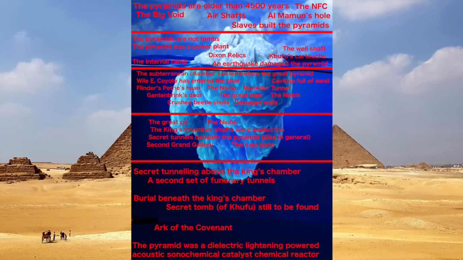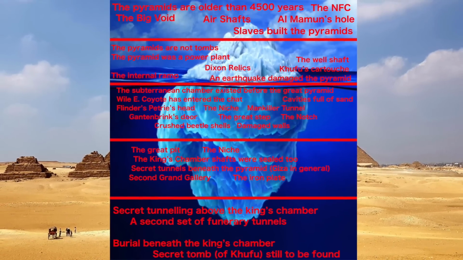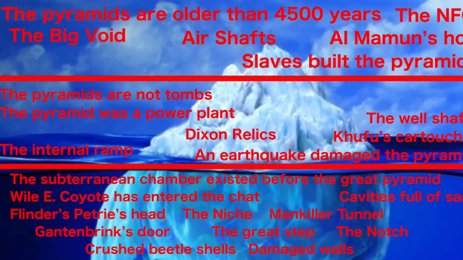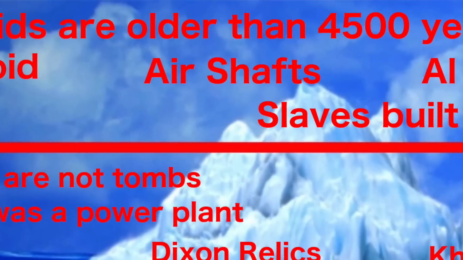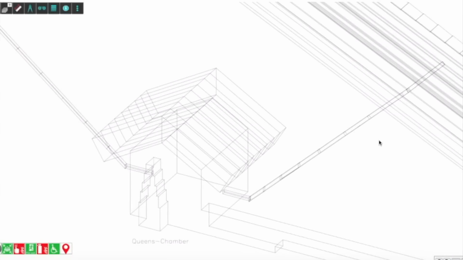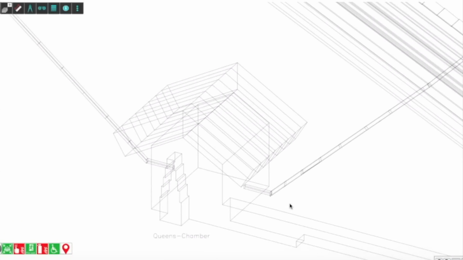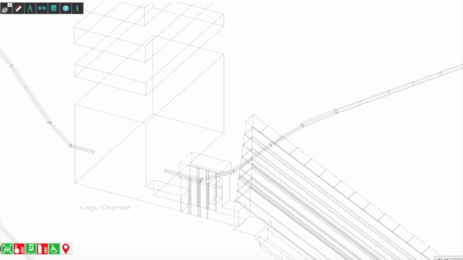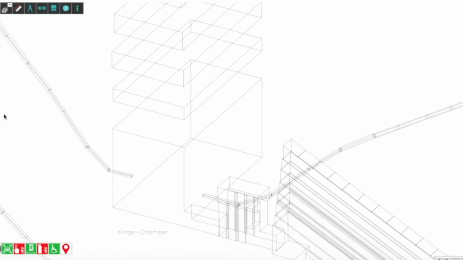And the final entry then on the first level of the iceberg, which I think are the most talked about things in regards to the pyramid, and the final entry for level 1 is the air shafts. One of the most famous mysteries, easily, of the Great Pyramid is its shaft system. It's one of those things that truly hooked me when I first started looking into pyramids. No other pyramid has them.